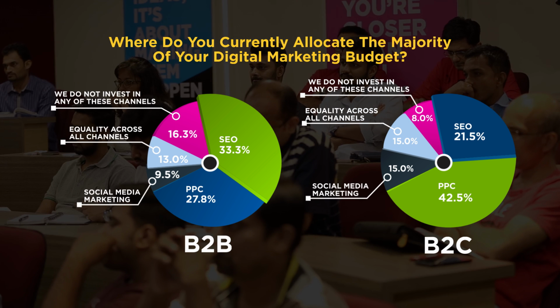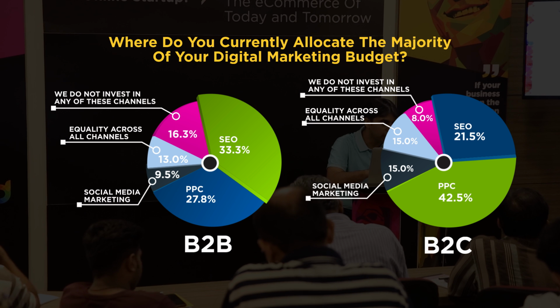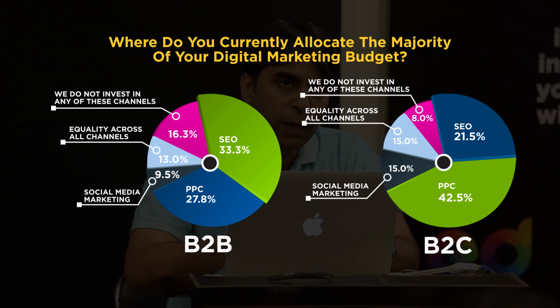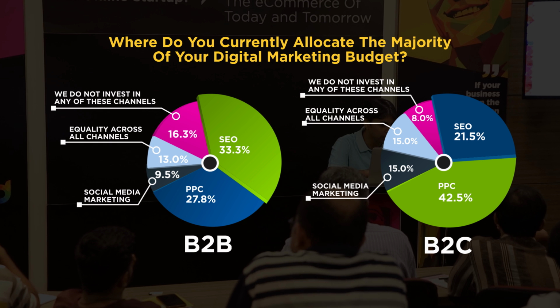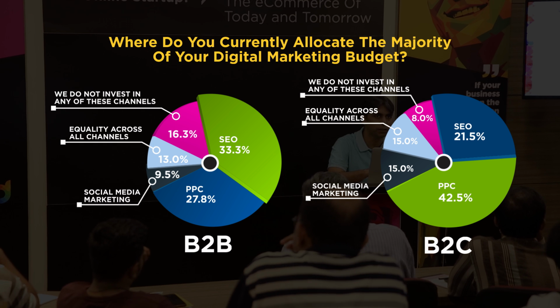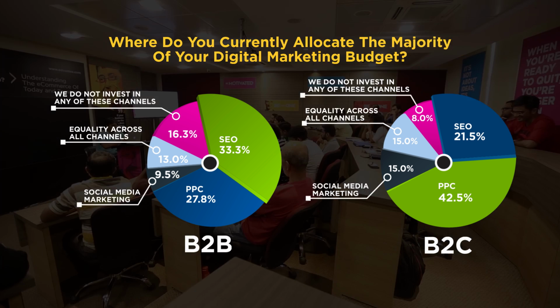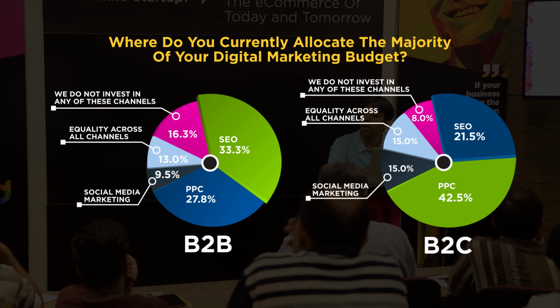You guys understood the chart, right? The chart is saying 42.5% of people, let me clarify, say they spend more money on PPC in a B2C environment versus 27.8% of people in a B2B environment. Okay? This is not their budget. It is not an allocation of budget. Yes. This is how they allocate budget. Yes. It's not the allocation. It's how they allocate. Yes.